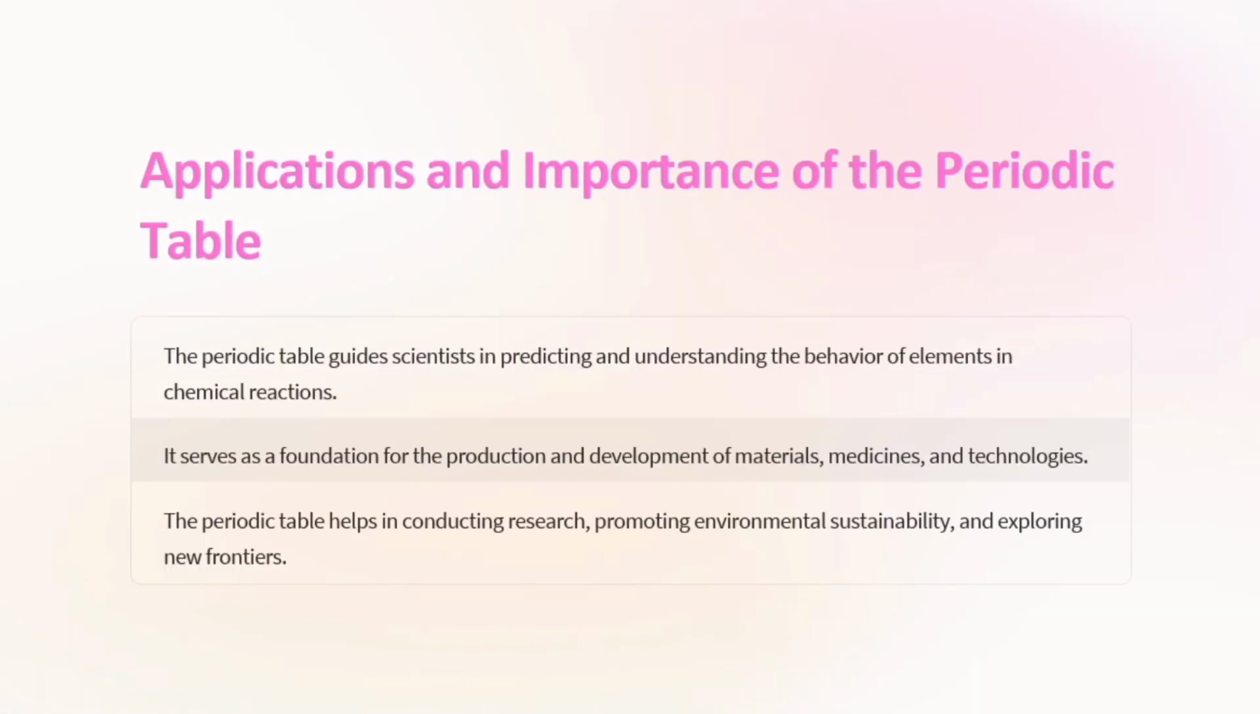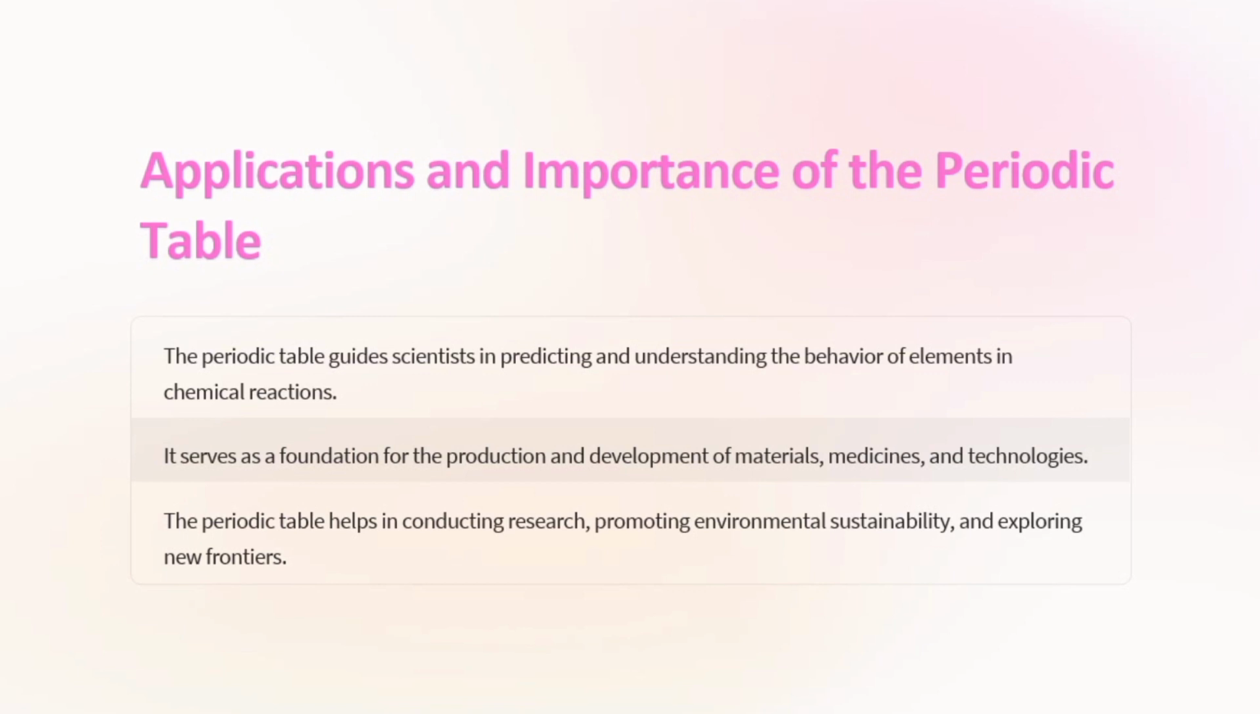Now, the next thing is the application and importance of the periodic table. The periodic table guides scientists in predicting and understanding the behavior of elements in chemical reactions. For instance, we learned that the group 18 elements are unreactive. The reason is that they have a fully filled valence electron configuration, so they are more stable.